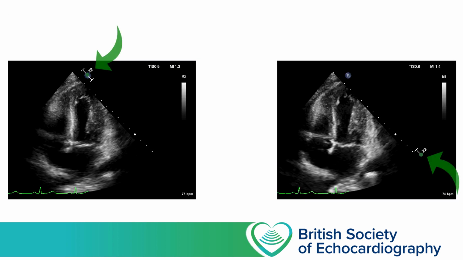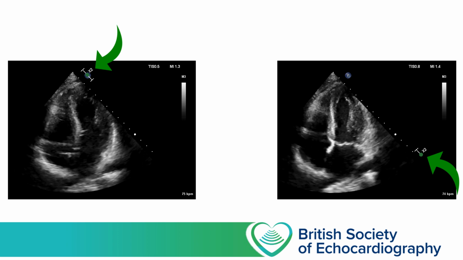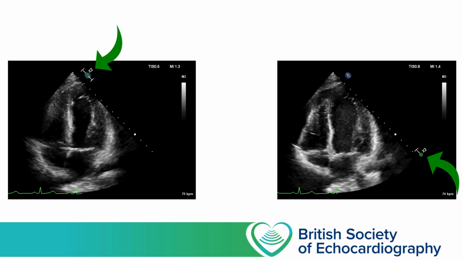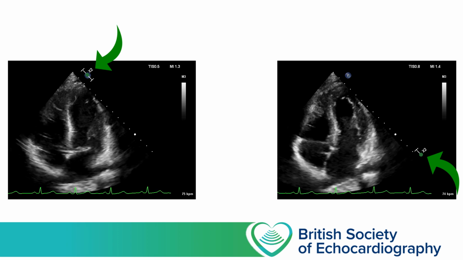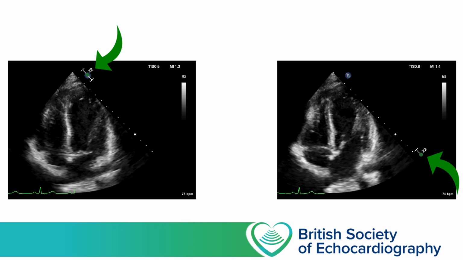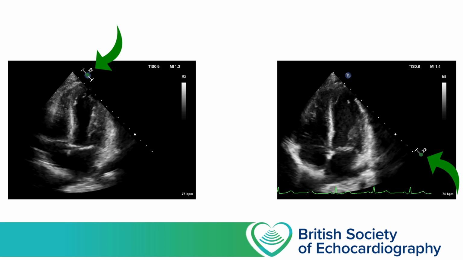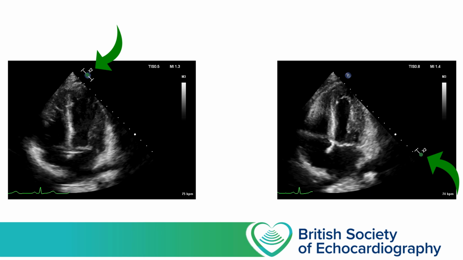Alright, let's have a look at the practical effects of adjusting the focus point. Here we've got two parasternal long axis images, and the only thing I've changed is where the focus point is positioned. For the image on the left we have a focus point in the extreme near field, and for the image on the right the focus point is in the extreme far field. Just take a second to have a look at how those two images are displayed differently.